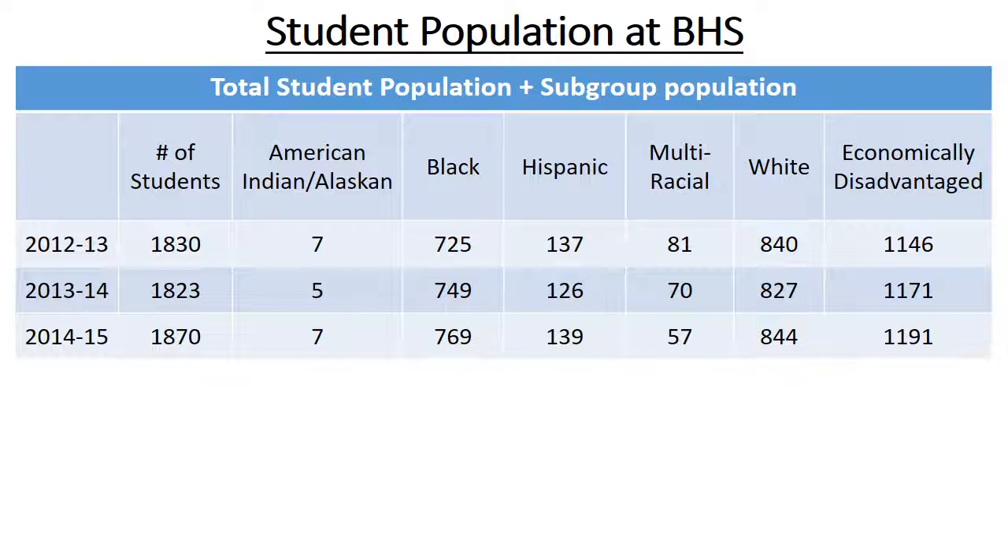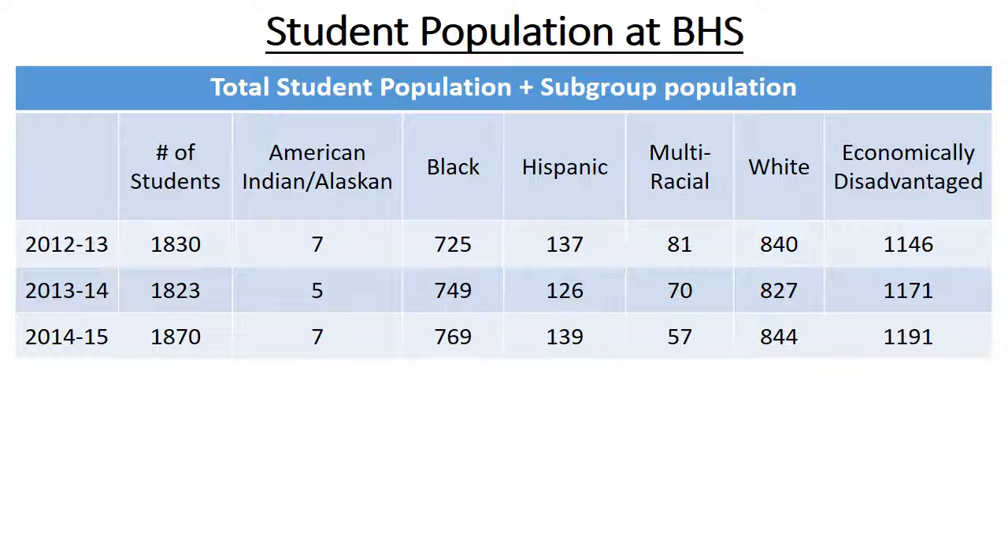Overall at BHS, our student population, you can see how we have a number of students that have increased from 1,830 students up to 1,870. And over this process, Brunswick High School has entered into a brand new high school. That was in the 2013-2014 school year. The last year in the old high school was in 2012 and 2013. And from then on, you can see how there has been a slight increase in students.